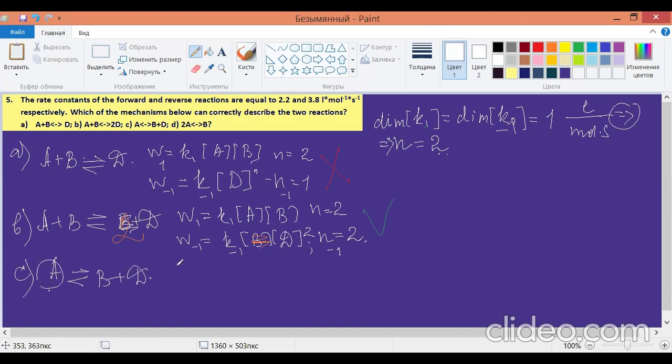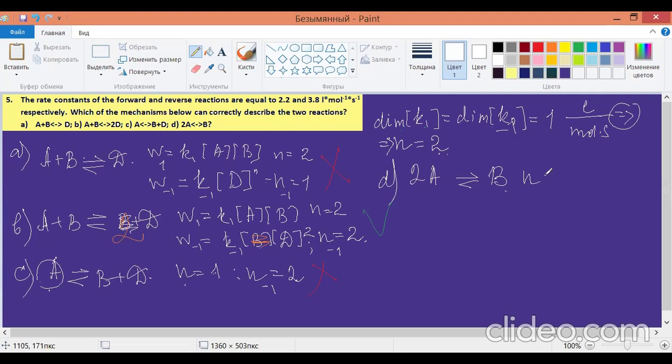It's clear that N of the forward reaction is equal to 1, and only the rate of the reverse reaction is equal to 2. But we need both of them to be equal to 2. For that reason, it's not okay. Now let's take a look at the last one, D. 2A and just B. Okay, I guess that you've got the picture.